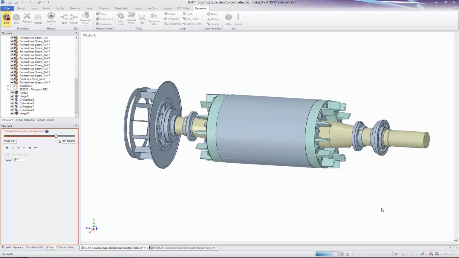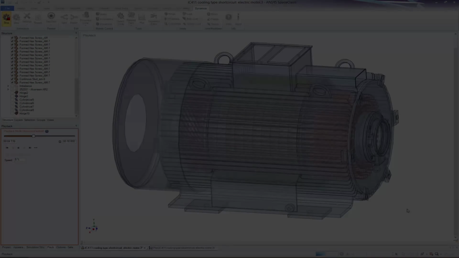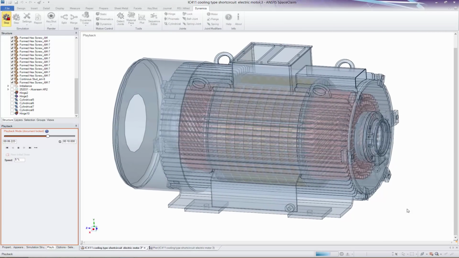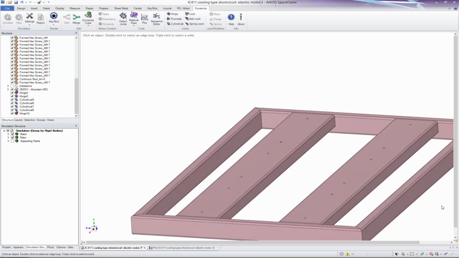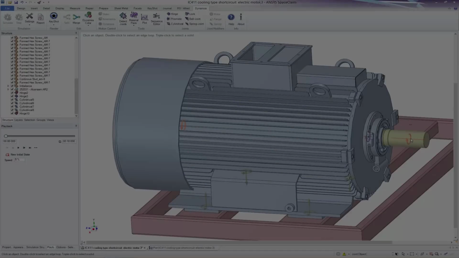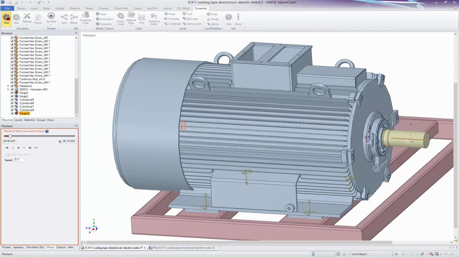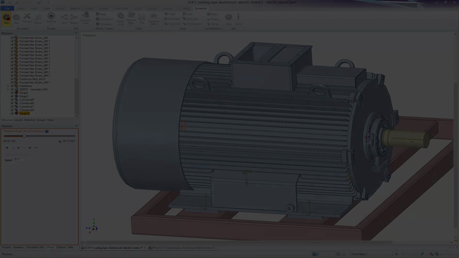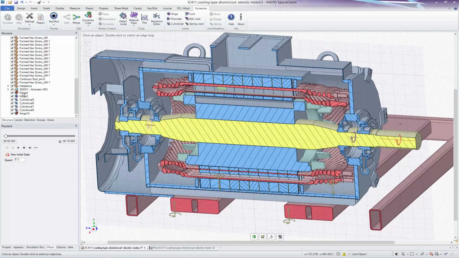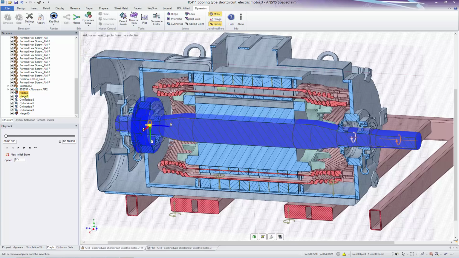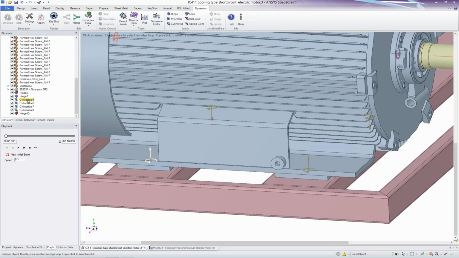Our model consists of a rotor, stator and casing, supporting frame, and an external load. The rotor is connected to the casing by elastic joints that reflect the mechanical behavior of the bearings. In turn, the casing is mounted on the supporting frame by a set of dampers.